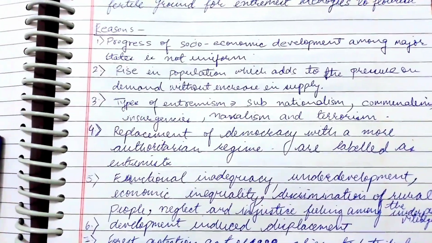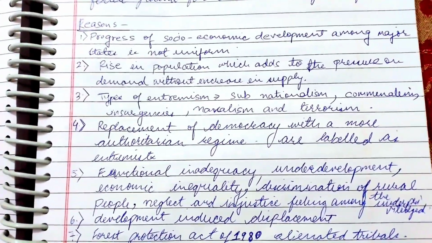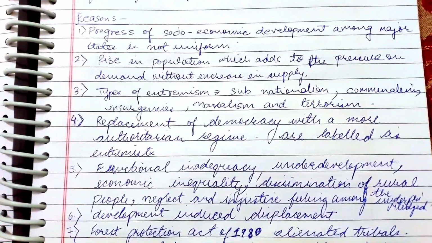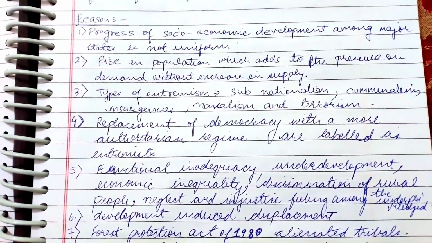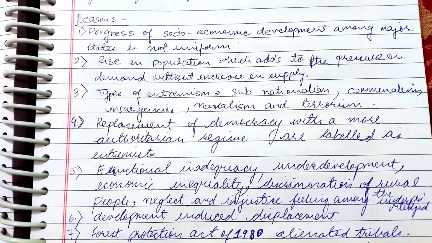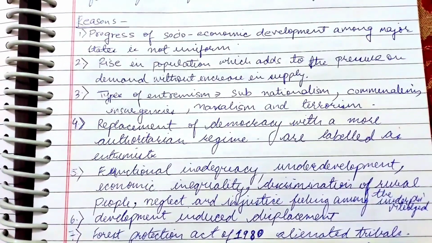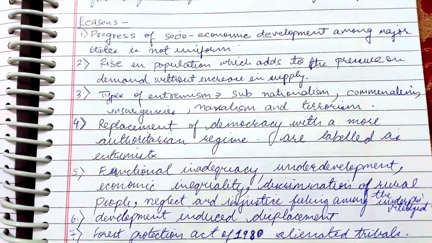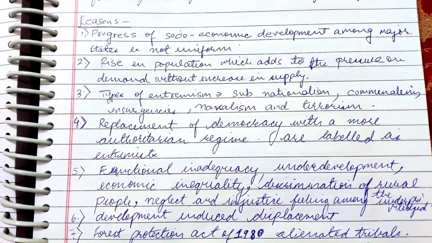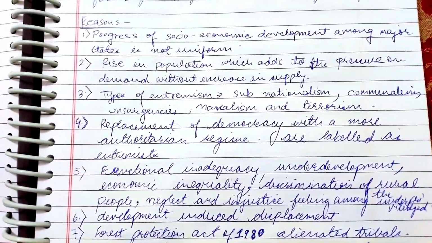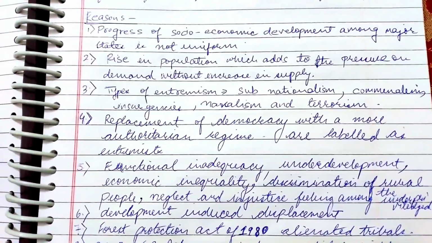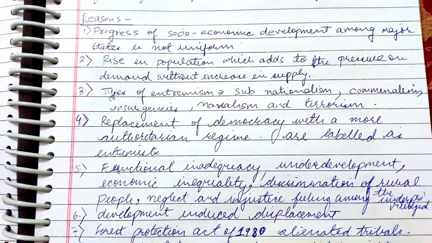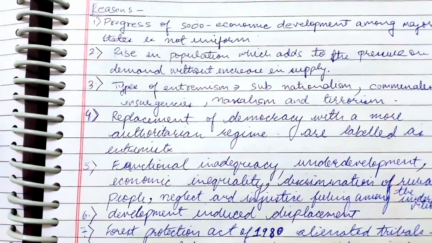anger and crime. So the progress of socio-economic development among major states is not uniform, and there are many reasons which give rise to social tensions, urban unrest, economic disparities, and problems of deprivation, unemployment, poverty, food shortage, lack of housing, lack of basic amenities, and overcrowding, which give rise to anger as well as crime among the people. This is one of the reasons for the spread of left-wing extremism.